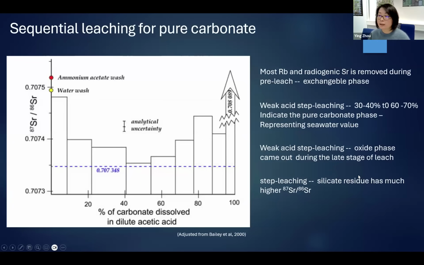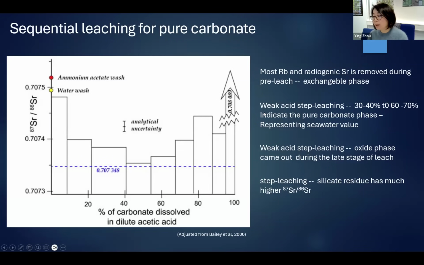Okay, with this in mind, here I just show you two examples of the method. Firstly, for quite pure carbonate, which means mostly low magnesium calcite, it was developed mainly by Bailey, over 20 years ago now. What they have shown with this graph is that after the pre-wash, most of the rubidium and radiogenic strontium is already removed during the first step. Okay, the exchangeable phase is out.